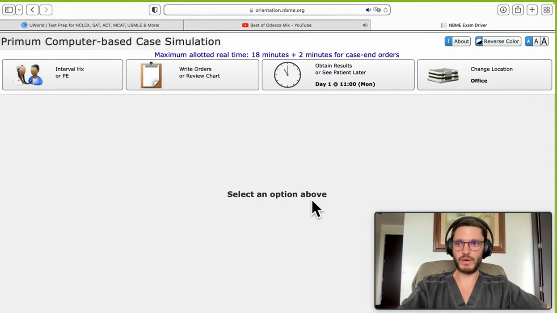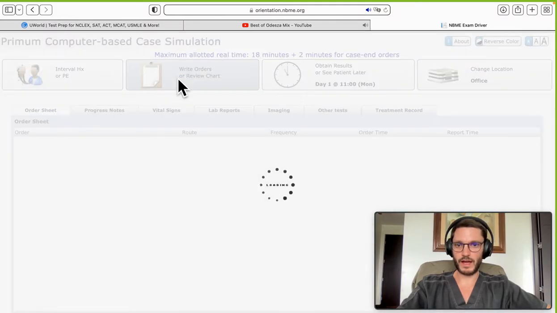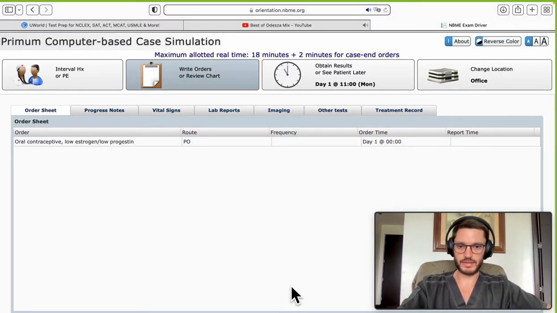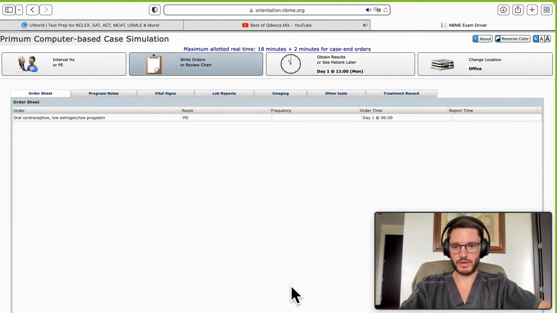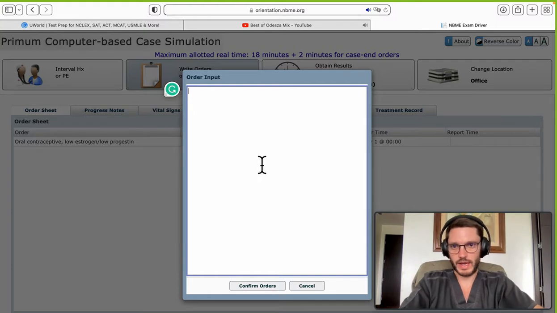Okay, so what do we want to do? First of all, we aren't interested in sending her anywhere. We're at the office, so let's leave her at the office. I don't believe we have to change the scenario to intensive care, home, emergency, or inpatient. So let's stay at the office. She has the oral contraceptive order sheet. Let's add an order. Let's make this smaller, you can't see it. I'm going to then mark order. We're going to ask for labs.